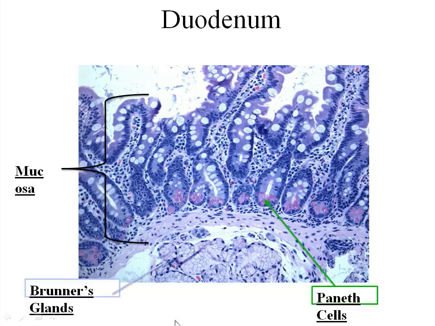Now in this photograph we can also see Brunner's glands embedded in the submucosa. These are compound tubulo-alveolar glands. Their ducts pass through the muscularis mucosae to open into the crypts of Lieberkühn. They have ducts that open into this crypt of Lieberkühn.